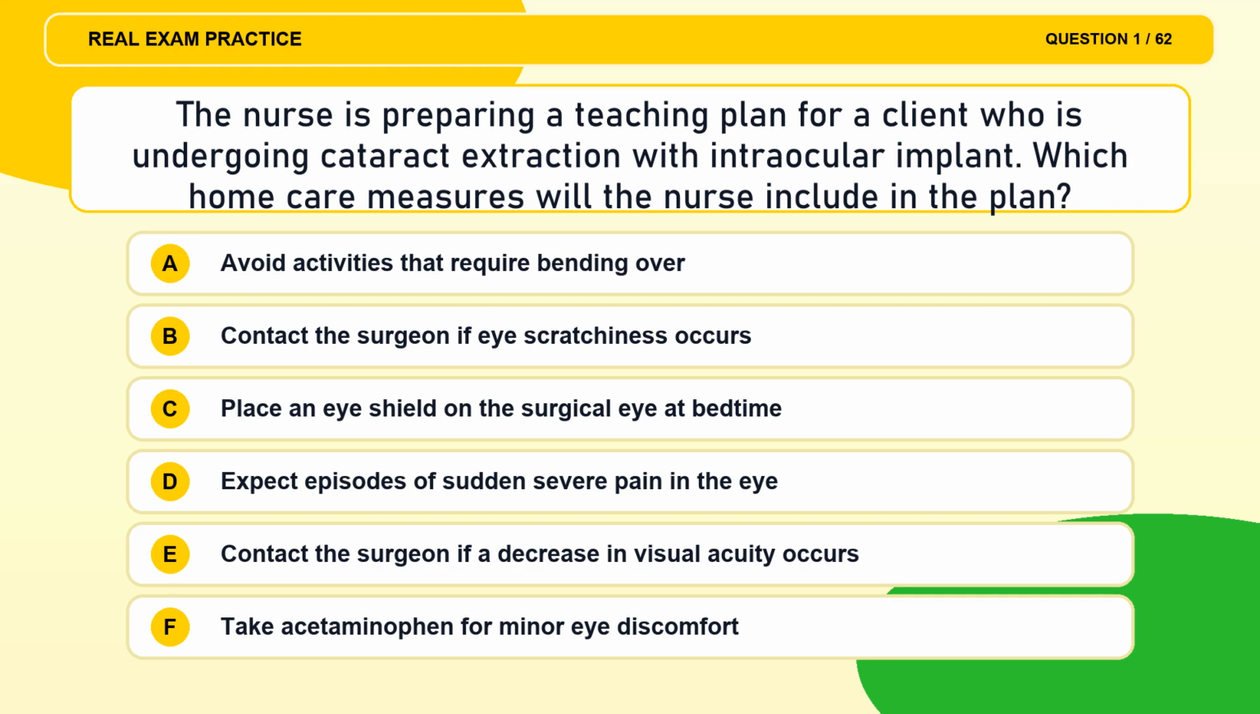Option A. Avoid activities that require bending over. Option B. Contact the surgeon if eye scratchiness occurs. Option C. Place an eye shield on the surgical eye at bedtime. Option D. Expect episodes of sudden severe pain in the eye. Option E. Contact the surgeon if a decrease in visual acuity occurs. Option F. Take acetaminophen for minor eye discomfort.